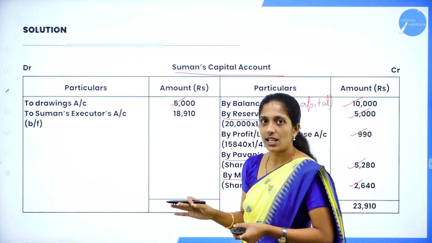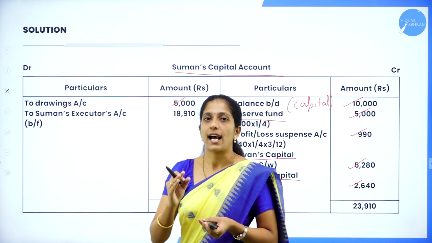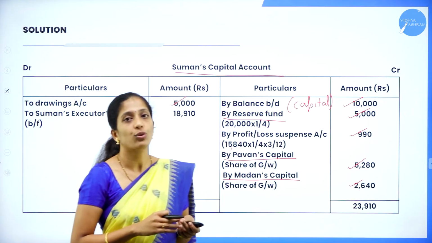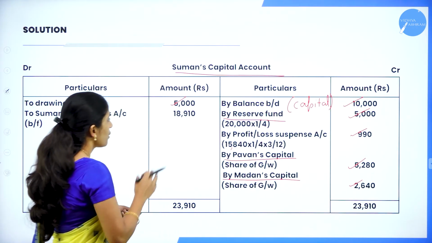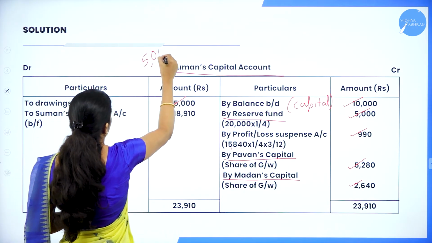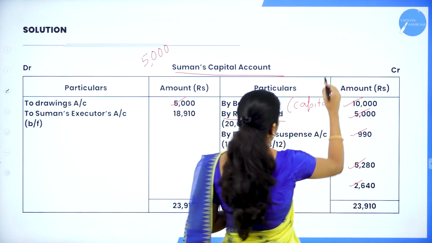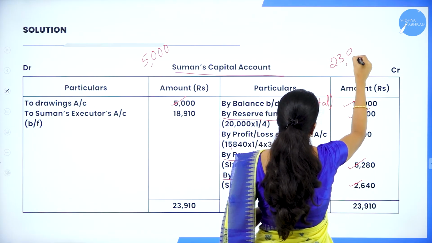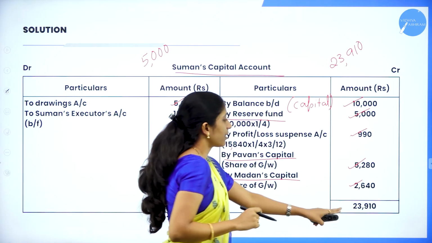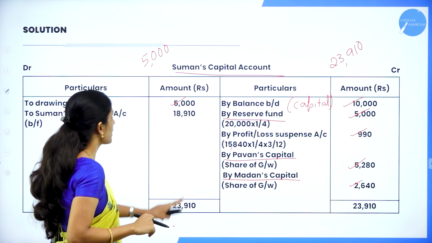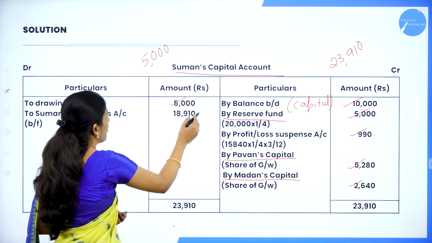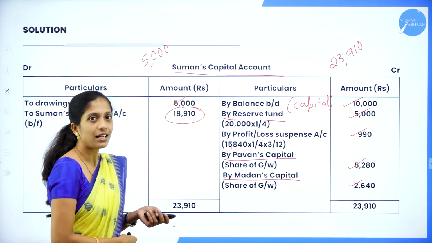Now we are done with this. Now we have to balance both sides, and the balancing figure has to be transferred to the executor's account. If you add all the items on the debit side, it is only 5,000, whereas on the credit side it is 23,910. Now 23,910 is more, right? Taking the difference, minus 5,000, you'll get a balancing figure of 18,910.